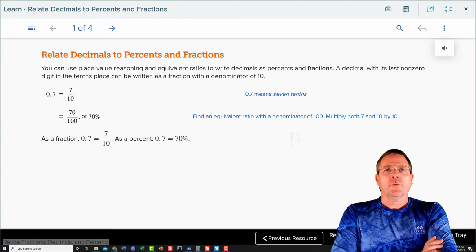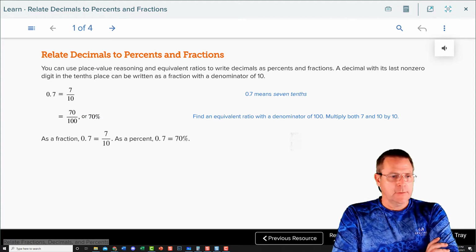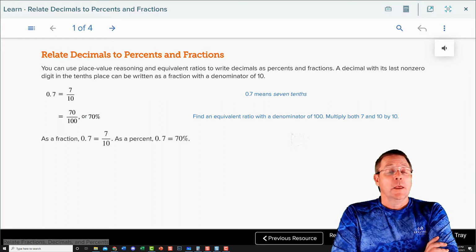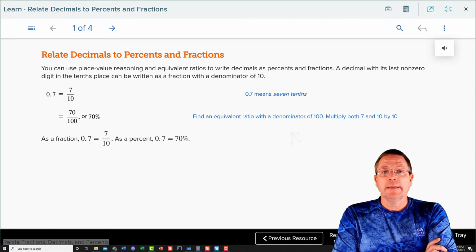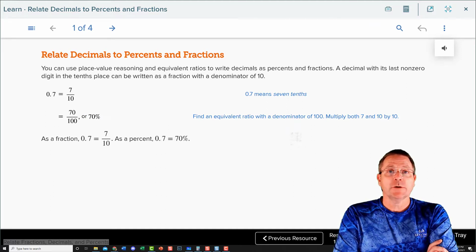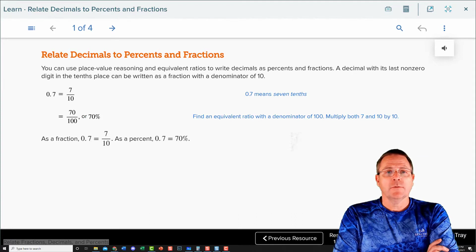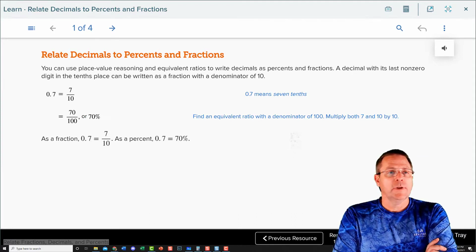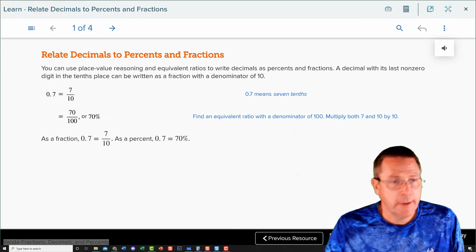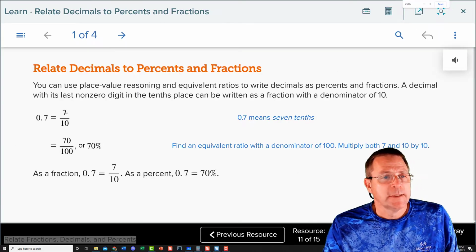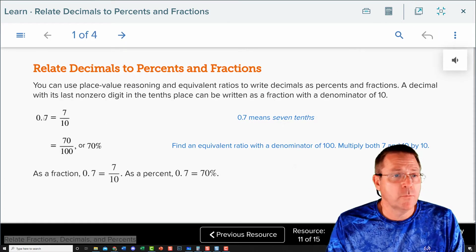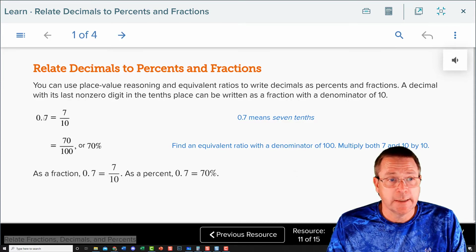Welcome back to part 3 of chapter 2, lesson 3, relating fractions and decimals and percents. You can use place value reasoning and equivalent ratios to write decimals as percents and fractions. A decimal with a last non-zero digit in the tens place can be written as a fraction with a denominator of 10. So for example, they gave us, let's zoom in a little bit here, 0.7, which is also known as 7/10.